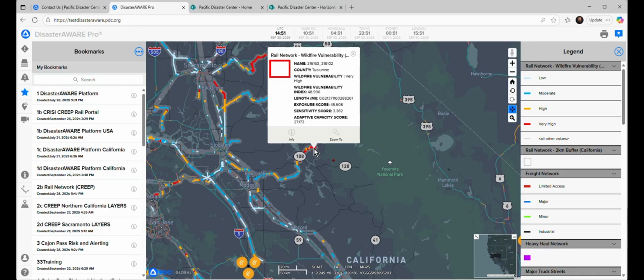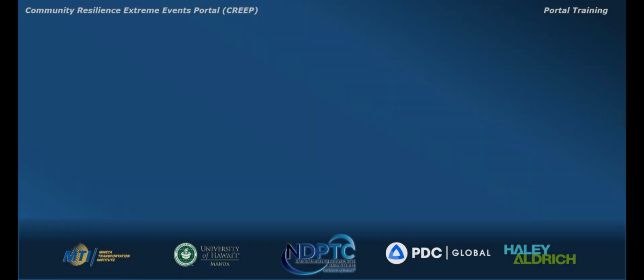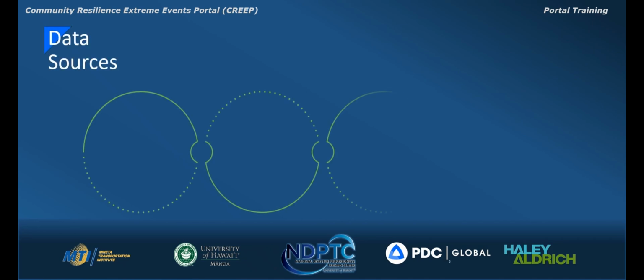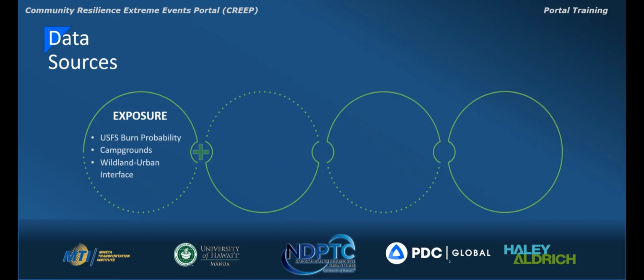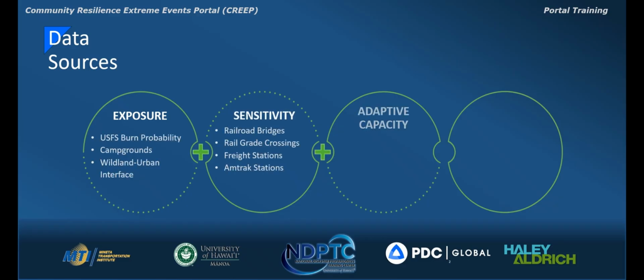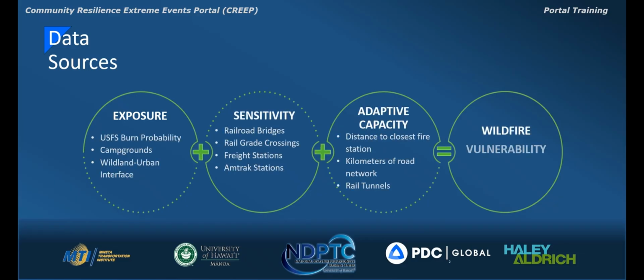You can click on each segment and see the name and location of that rail segment, the overall vulnerability score, the adaptive capacity score, the sensitivity score, the exposure score, and the length of that segment in miles. Exposure metrics were produced using 3 data sets: United States Forest Service burn probability, presence of campgrounds, and the total area of wildland-urban interface and intermix zones.